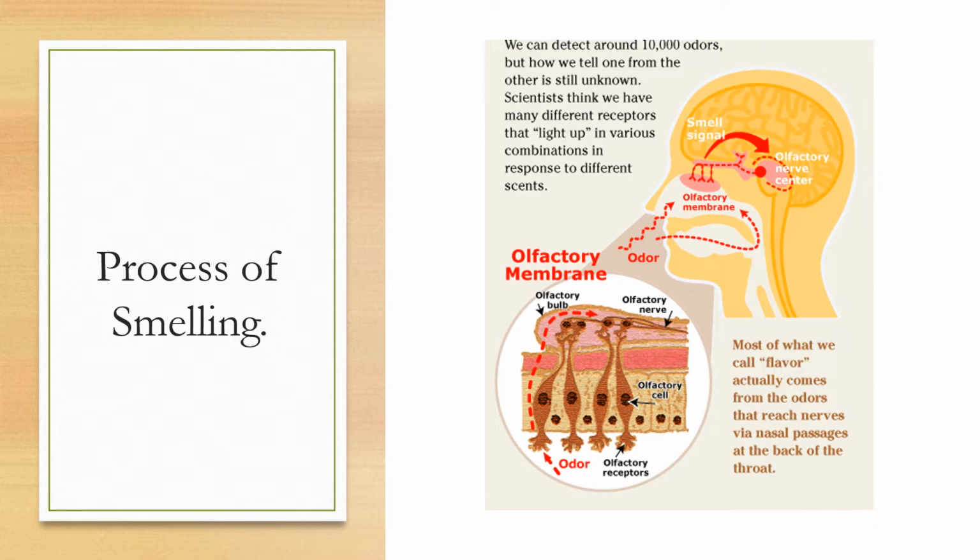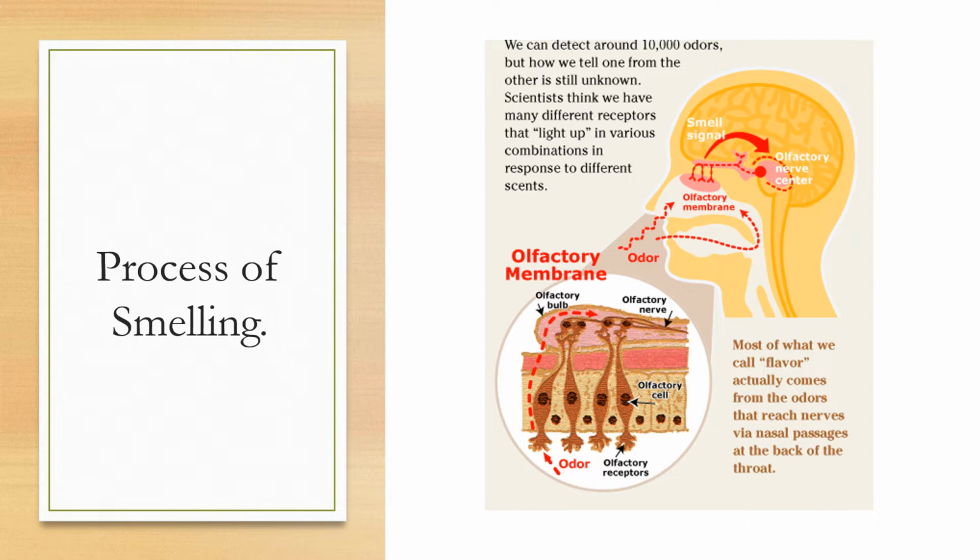So here's the process of smelling. Here it says we can detect around 10,000 odors, but how we tell one from the other is still unknown. Scientists think that we may have different receptors that light up in various combinations in response to the scent. You can see how the smell goes into our nose, and then that olfactory membrane, you can see it there, how the odor hits the receptors and then goes through to the olfactory nerve.